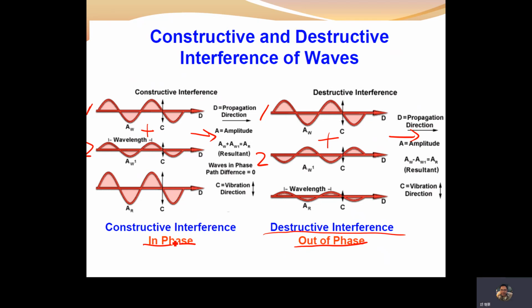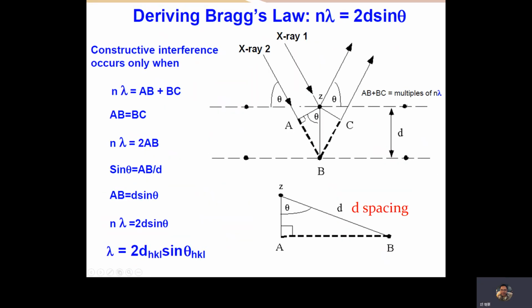You can see the difference: in phase, the amplitude is amplified; out of phase, the amplitude is decreased. Now let's look at Bragg's law. This plane is HKL, and there are atoms here, here, and here. The X-ray hits the atoms on the surface and is reflected.